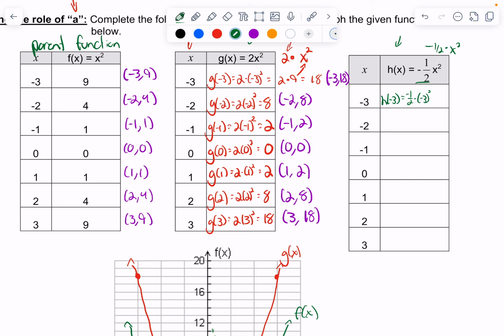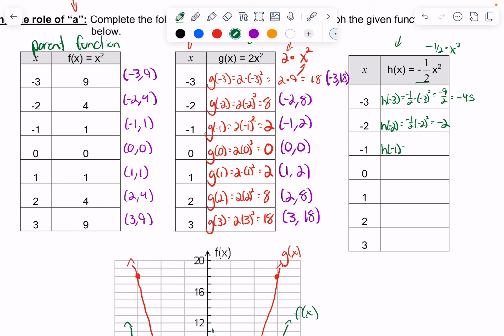So minus 3 squared is going to give you 9. And then negative 1/2 is going to give you negative 9 over 2, which is also negative 4.5. And you can put it in a decimal just so we can plot the point, okay? So h at minus 2 is negative 1/2 times minus 2 squared. Minus 2 squared would be 4. Times that by negative 1/2, that would be minus 2.